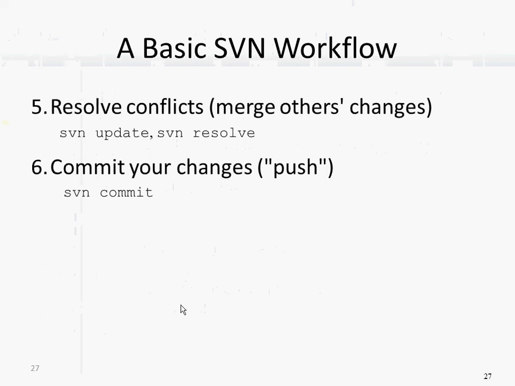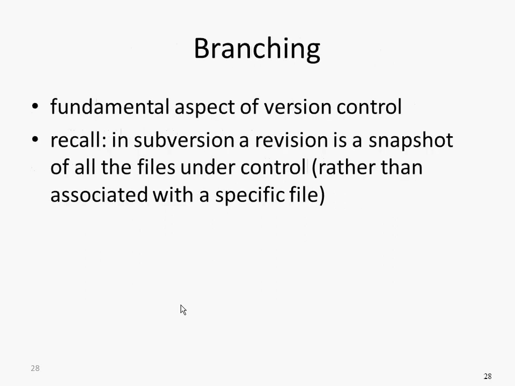And then finally, once you're convinced that what you have is what you really want to commit to the repository, you can do an SVN commit. That will push to the repository your current version of one or more files that you specify, and it will make the latest version of that repository consistent. What I want to talk about now, though, so are there any questions on this workflow?